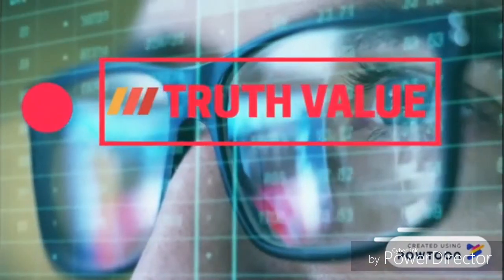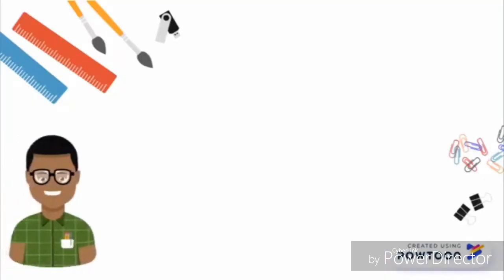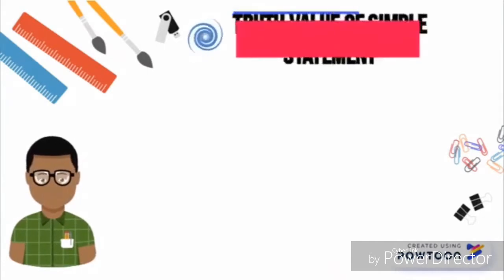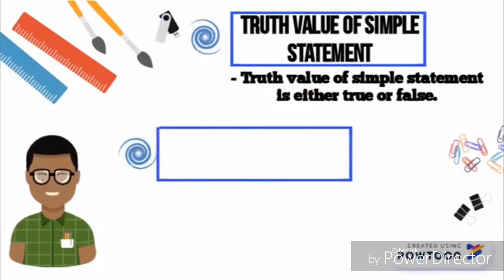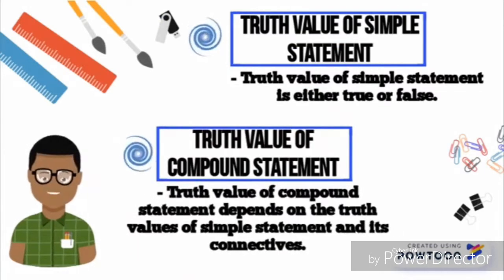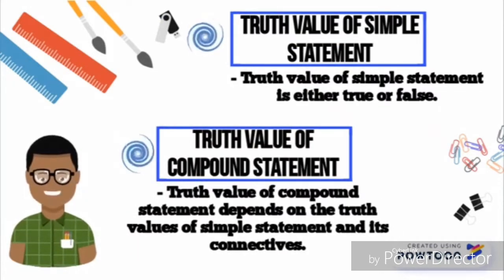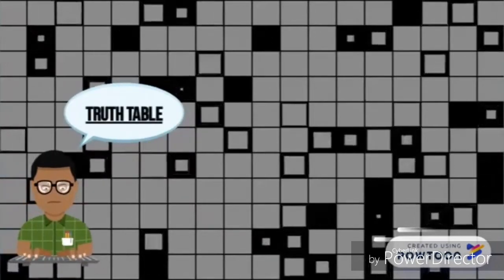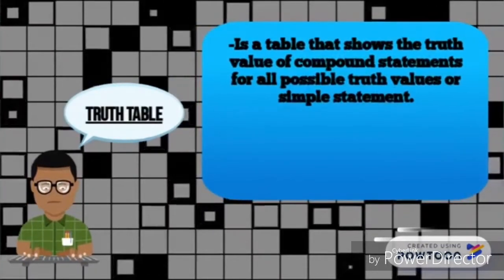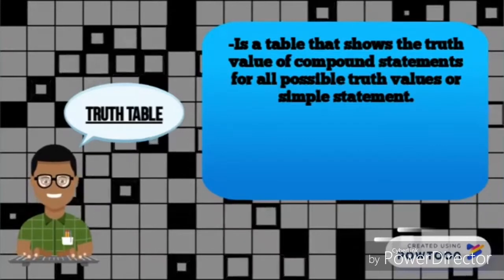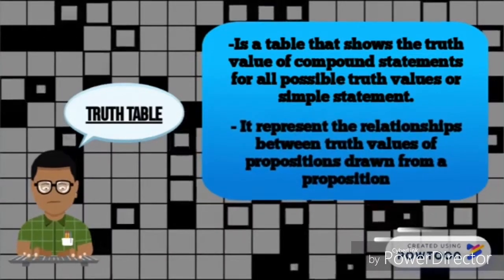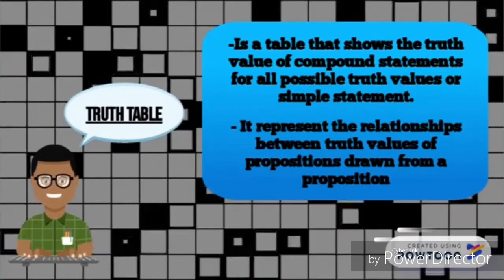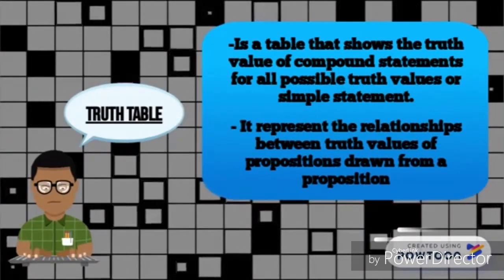Truth value. The truth value of a simple statement is either true or false, while the truth value of a compound statement depends on the truth values of simple statements and its connectives. A truth table is a table that shows the truth value of compound statements for all possible truth values of simple statements. It represents the relationship between truth values of propositions drawn from a proposition.